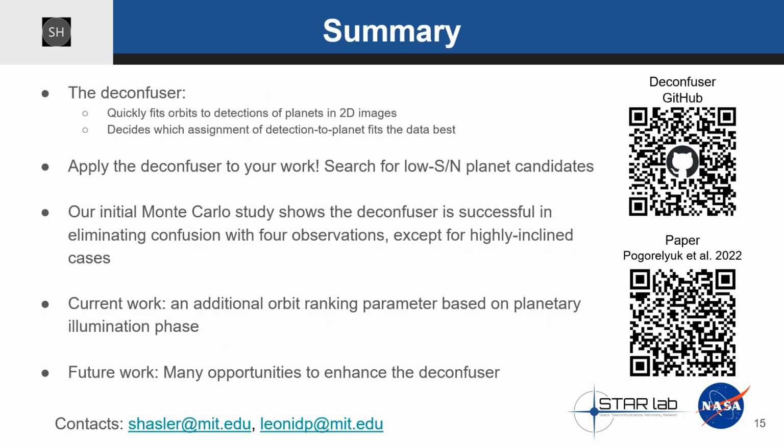So that brings me to my summary here. I think the main points are that we have this awesome deconfuser tool that can be applied in your work. It quickly fits orbits to detections of planets in 2D images, and it's great at deciding which assignment of detection to planet fits the data best. I personally think it would be really awesome to see other people take the deconfuser and apply it to some current ground-based data and search for those low signal planets that might be closer to their stars.